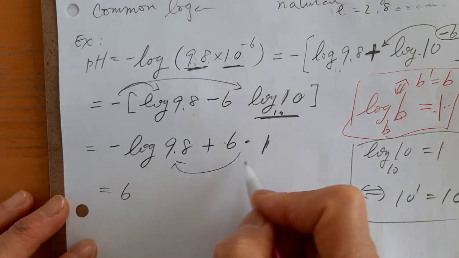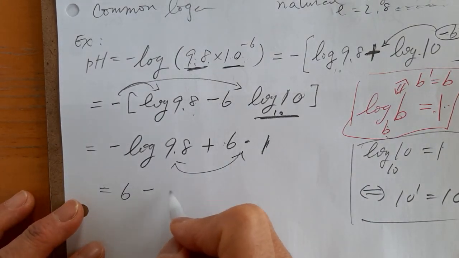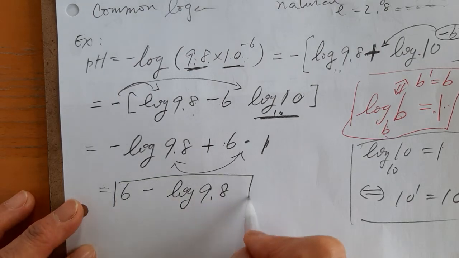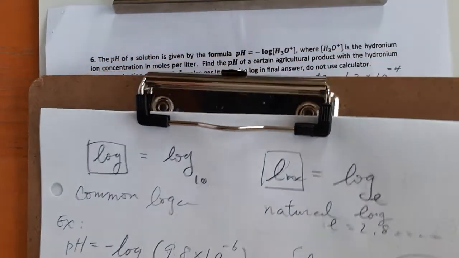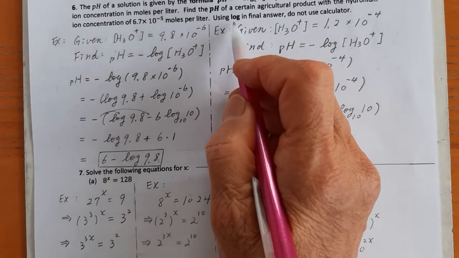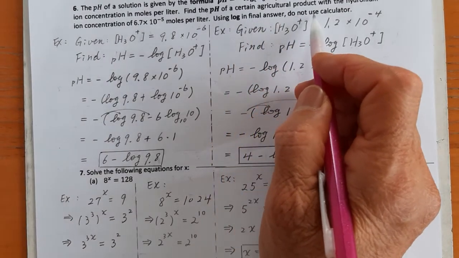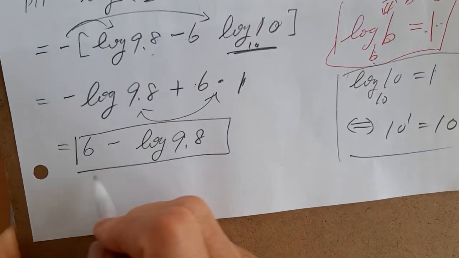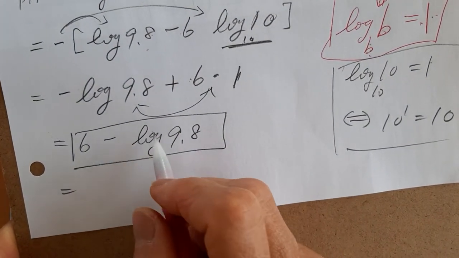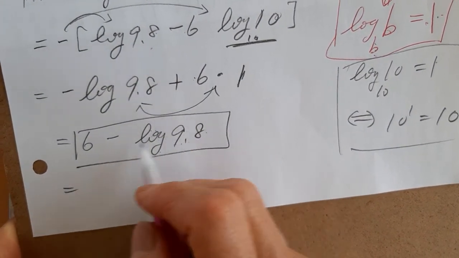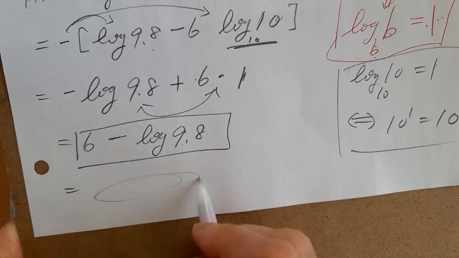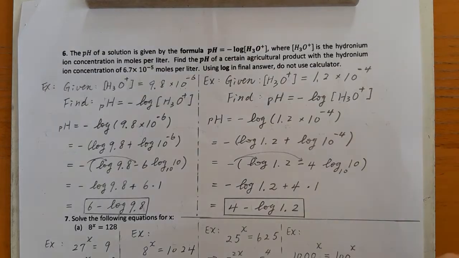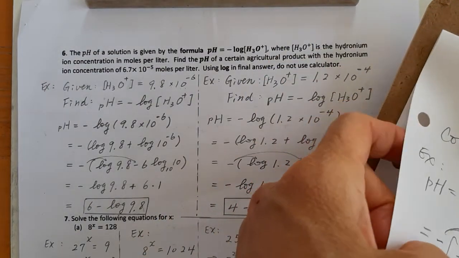You can exchange the order, and it becomes 6 minus log 9.8. That's the final answer, because the question says to use log in the final answer and not to use a calculator. If you want a decimal, you can use a calculator, figure out log 9.8 and subtract from 6, and you will get a number. But here, just leave it like that. You don't need to use a calculator to continue.